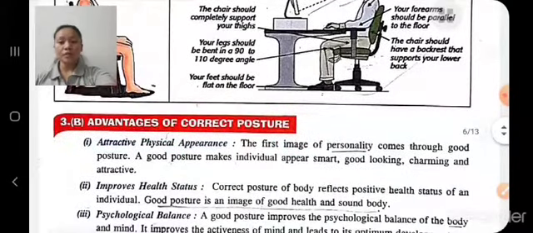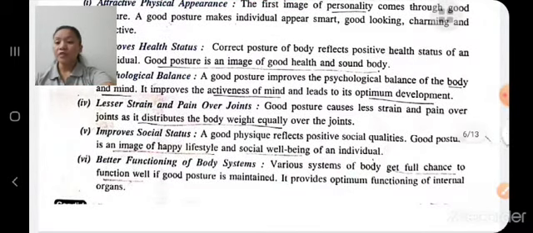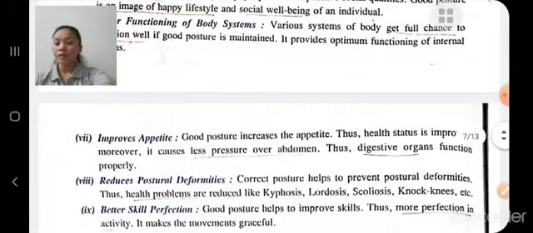Advantages of correct posture. If the person has correct posture, then his personality will be attractive, his health status will be improved, he will have psychological balance, less strain over the joints, and his body systems will function properly. Appetite improves, his digestive system will function properly, and posture deformities like scoliosis and round shoulder can be reduced.